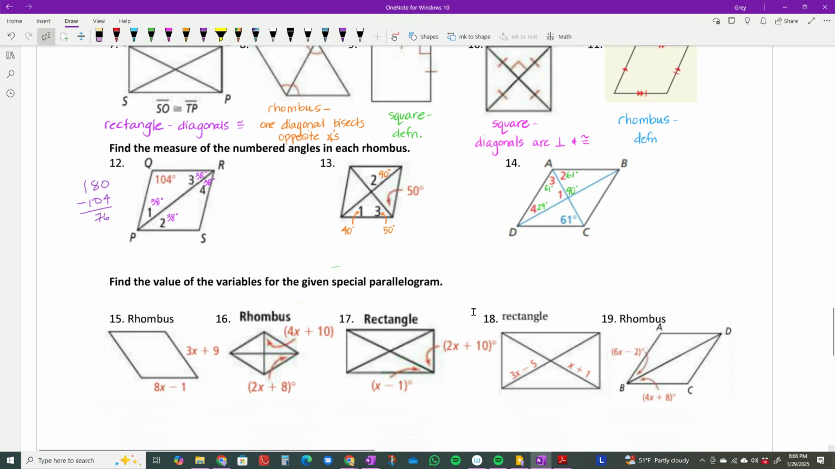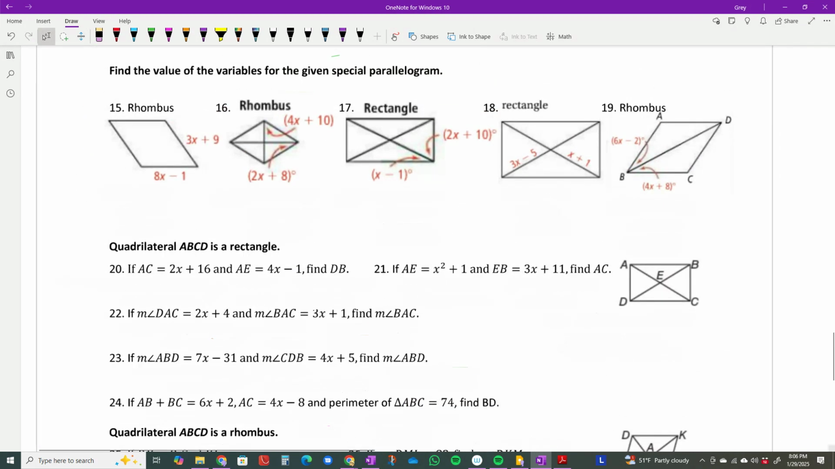Okay? Number 15. Whoops. Find the value of the variable for the given special parallelogram. So I know it's a rhombus, so you got to know these properties. So if it's a rhombus, what does that mean? That means all the sides are the same. So my setup equation is 3x plus 9 equals 8x minus 1. Collect your x's on one side, numbers on the other, and you get x equal to 2.